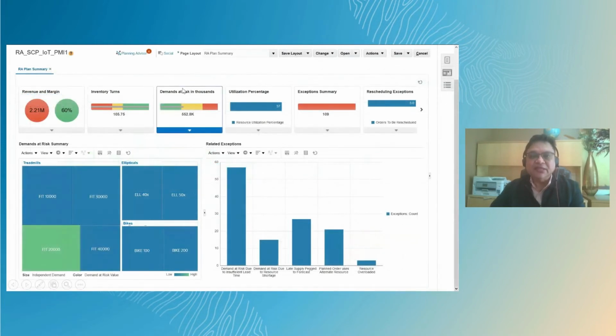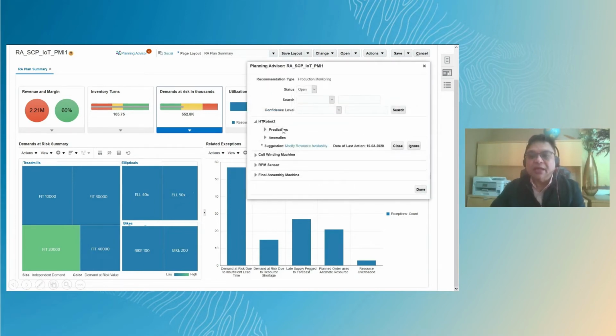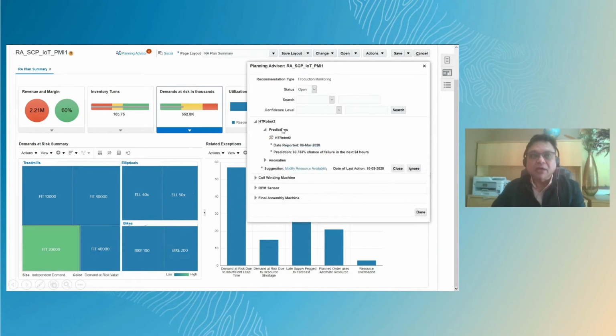Similarly, on the supply planning side, while demand is at risk, one reason could be that a machine or a maintenance event is likely to happen. So again, in Planning Advisor, you can look at the predictions that are coming from our intelligent IoT systems, which are predicting the status or the health of that equipment. So in this case, it is predicting.